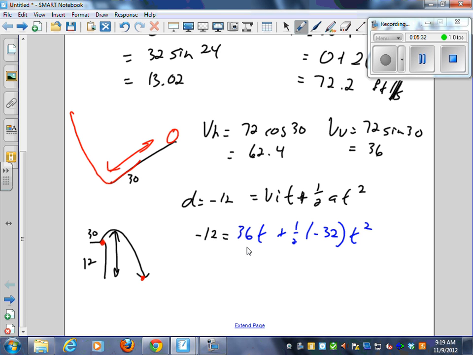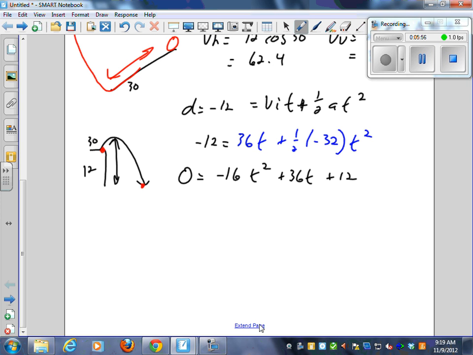So you're probably not going to like this, but this is going to end up with 0 equals, half of 32 is 16, minus 16t squared plus 36t plus 12. And guess what we just got? Quadratic. Any cheers? Yay. Yeah? Yeah, not so much, eh?